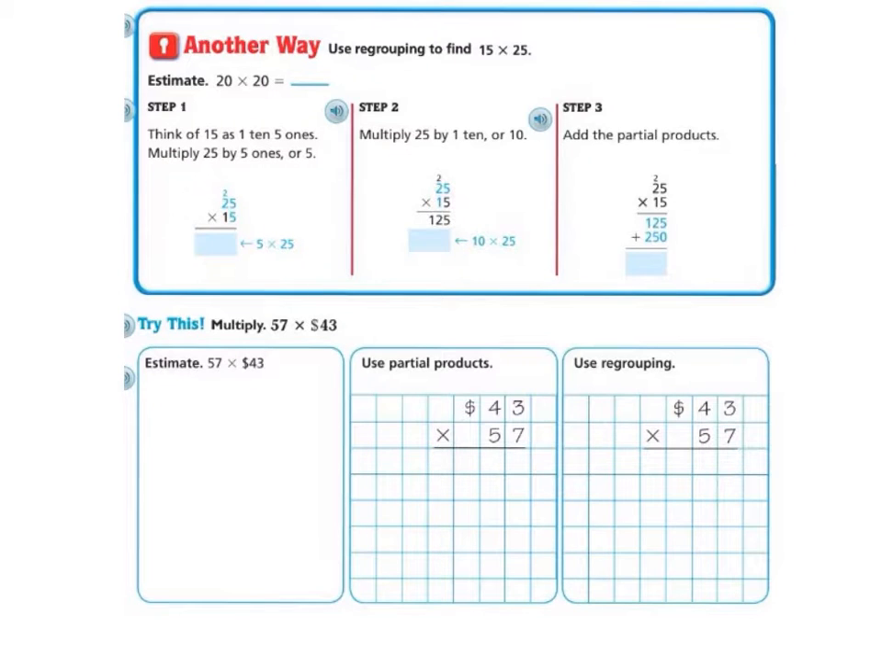Okay, on this next page we're still going to multiply 15 and 25, but this time we're going to do it with our old school regrouping. So the first thing that we're going to do is we're going to estimate. Well, 15 is pretty close to 20, and 25 is pretty close to 20. So 2 times 2 is 4. And then I have 2 zeros here, so I'm going to move them both over. So my answer is going to be about 400.